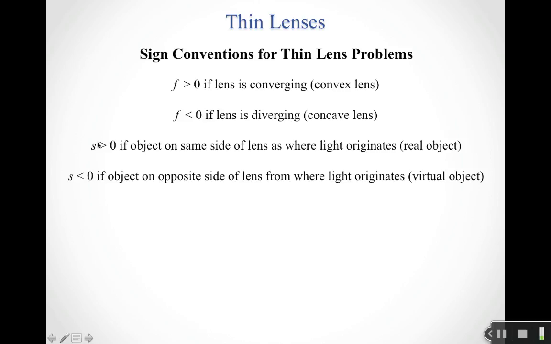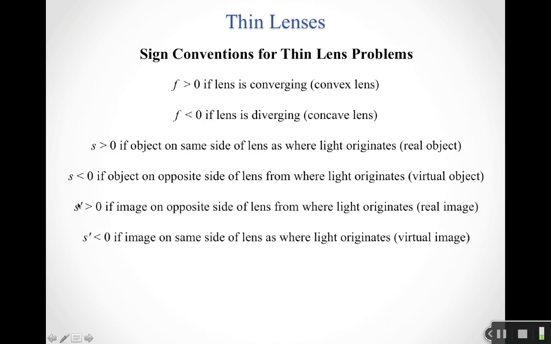The next one is that the object distance is positive if the object is on the same side of the lens as where the light originates. So you have a real object in that case. The object distance is negative if the object is on the opposite side of the lens from where the light originates. And again, this is only really an issue when you start putting multiple lenses together. So if I start forming an image from one lens and that image becomes the object for a second lens, say like what you might do with a microscope or a telescope, then this becomes an issue.